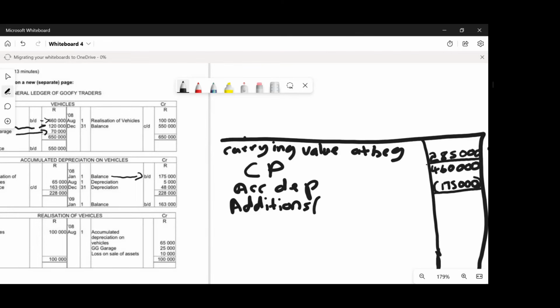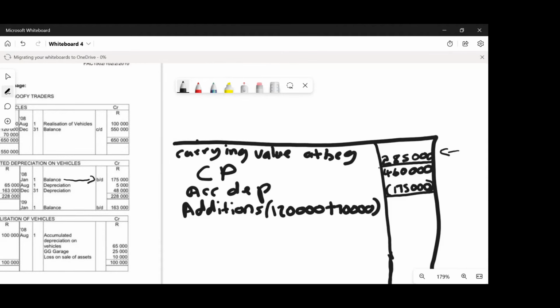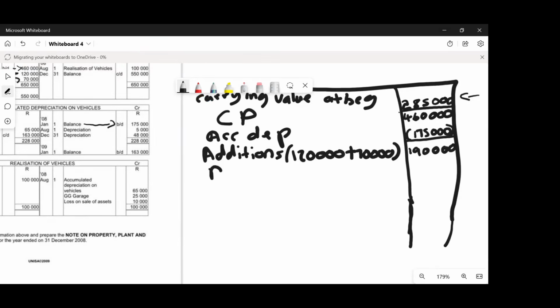And then you open your brackets, you say 120,000 plus 70,000. If you add the two, how much will you get? 120 plus 70, that's 190, right? 190, yeah. Okay. And then after that, we go to disposals, where you know for disposals, we need to record the cost price and also the accumulated depreciation.